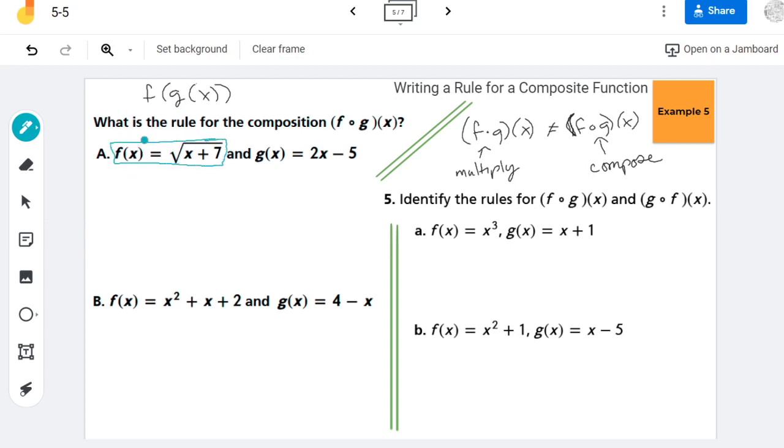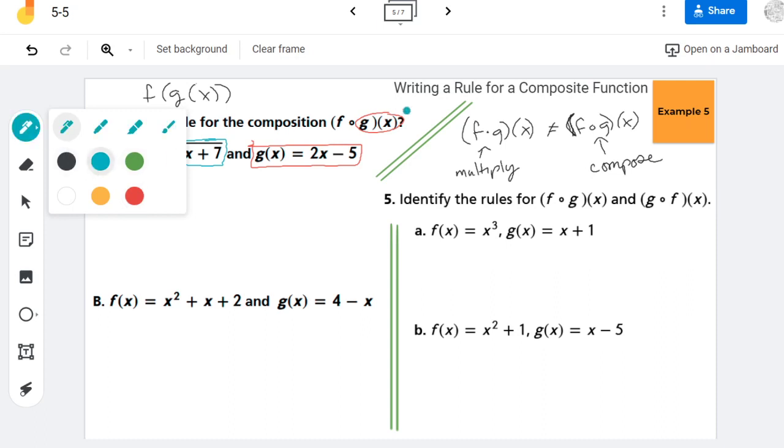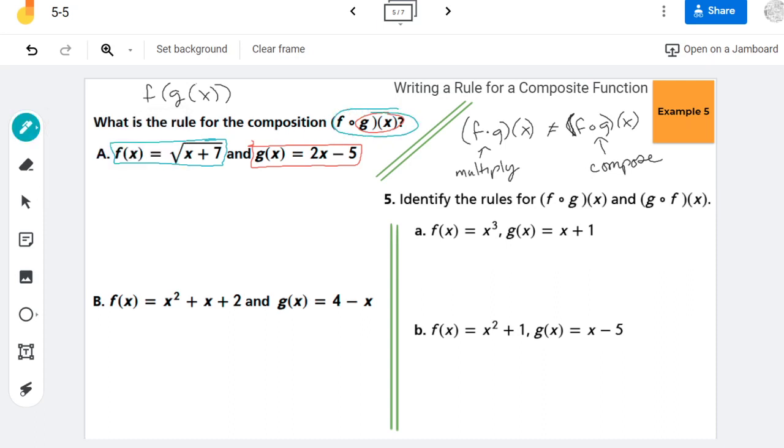So for example A here says to find f of g of x. So this is saying to take g of x and then to plug it into f of x. And so that's what I'm going to go ahead and do. So for notation's sake, here's my equation, and I'm going to write out f of x and leave a space with parentheses to plug g of x in there.